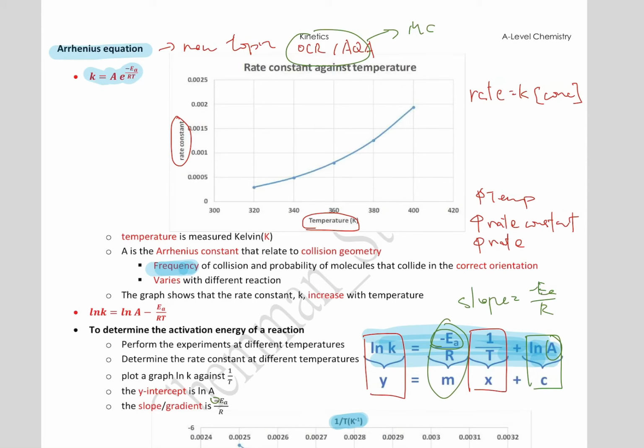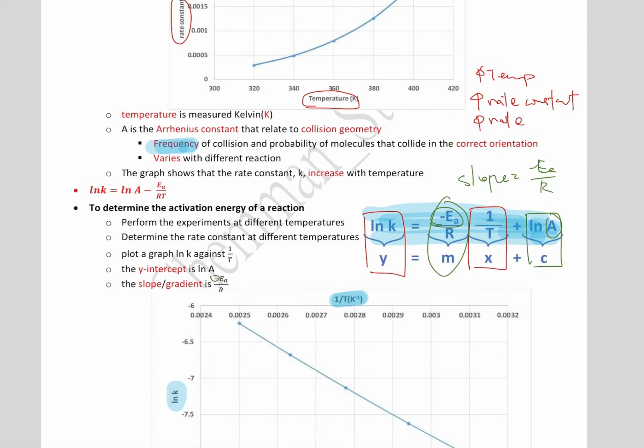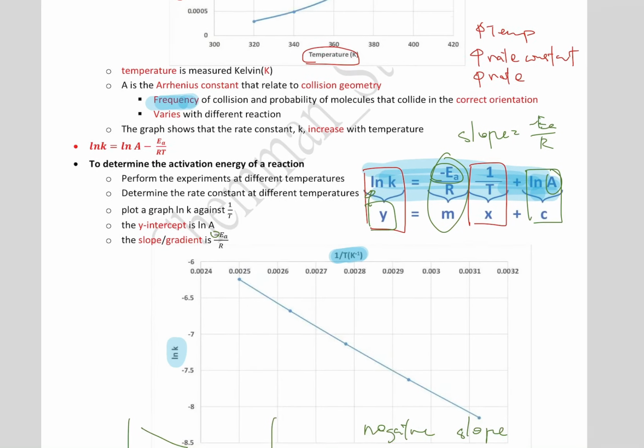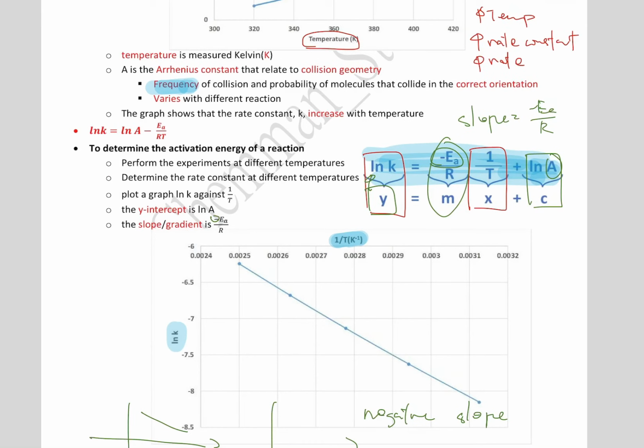Even though you don't have to memorize the whole equation, you at least have to memorize what the four terms represent: ln k, -Ea over R, 1 over T, and ln A. You have to be able to match everything. That will be the most important point. In your real question, most of the time they ask you to do something like what I said, which is calculating the activation energy.